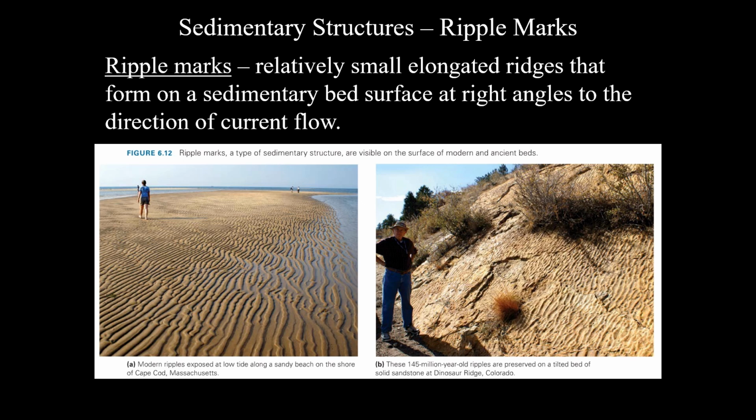And so as we talked about earlier, we can use the principle of uniformitarianism to suggest that 145 million years ago, near Dinosaur Ridge, Colorado, there was a beach environment that likely looked analogous to what Cape Cod, Massachusetts looks like today.